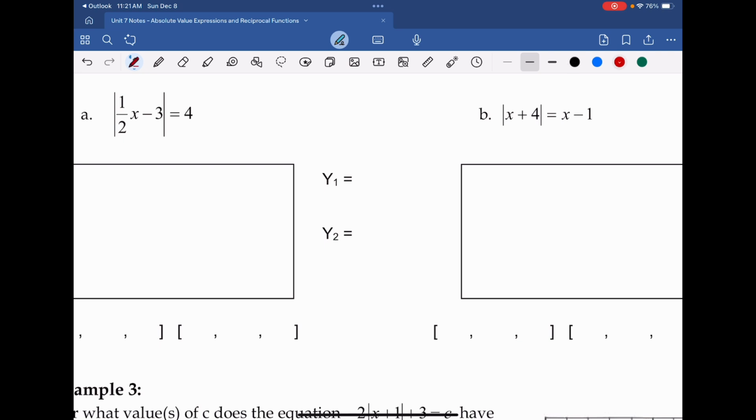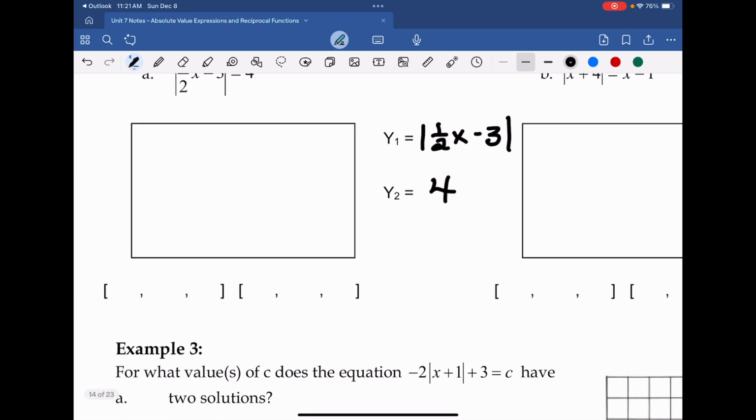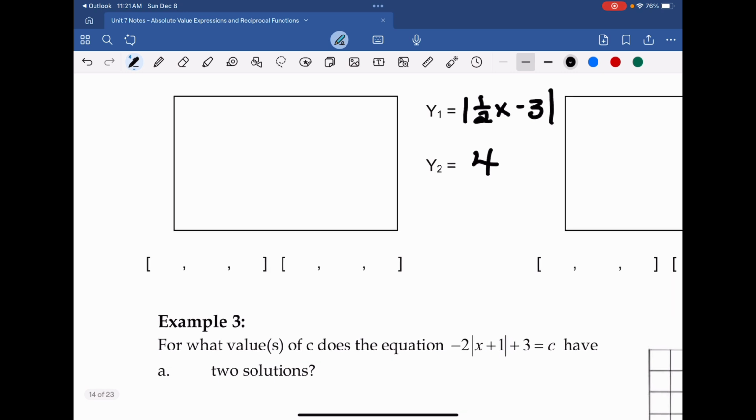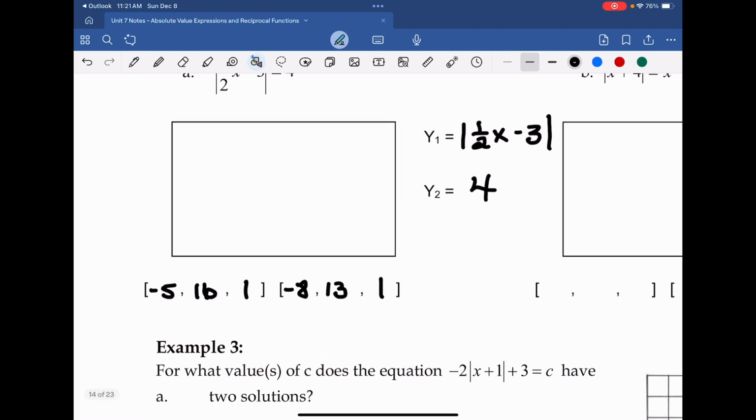Now, in this situation, when we look at this, we want to put our y1 as the first part, which is the absolute. So it's going to be 1/2 x minus 3 absolute. And I know my 3's are always terrible. There we go. And then we're going to put whatever's on the right-hand side in our other part of the equation. Now, when we sketch this out, we want to have very particular window settings. So we're going to put -5 for x minimum, 16 for the maximum, and then our scale factor, we like to keep as 1. We're going to write our minimum for y is -8, our maximum is 13, and then our scale factor is 1.